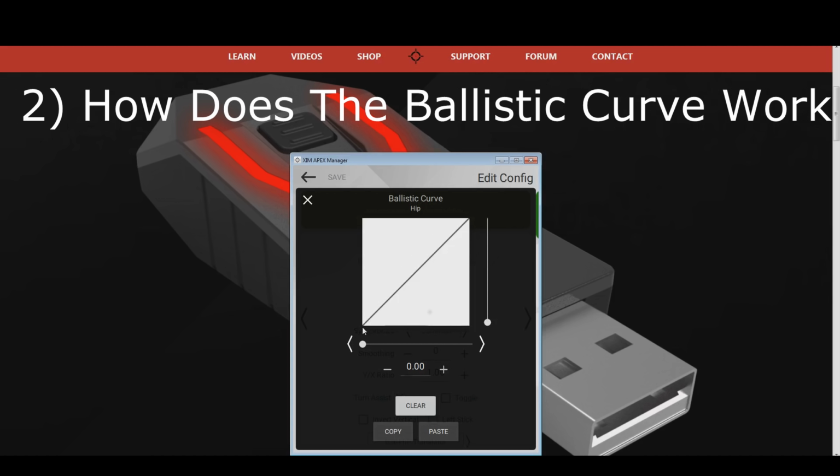The y-axis on the left of your ballistic curve displays the speed of your in-game crosshair movement. At the bottom of the axis, there is no in-game crosshair movement at all. At the very top, your in-game crosshair is moving with the maximum turn speed of the game. The graph in the middle of the ballistic curve will control the behavior between the two axes, or in other words, between your mouse movements and your in-game crosshair speed. Depending on how you draw the graph, you will add positive acceleration, negative acceleration, or no acceleration to your mouse movements.